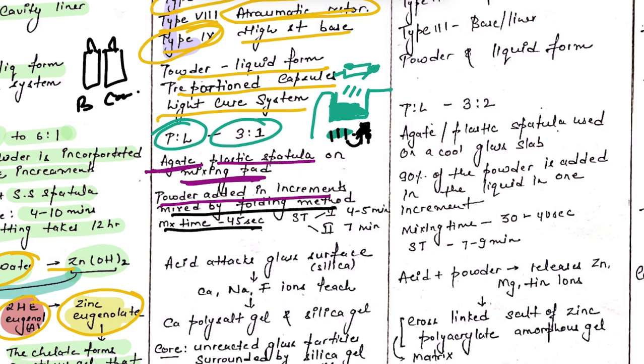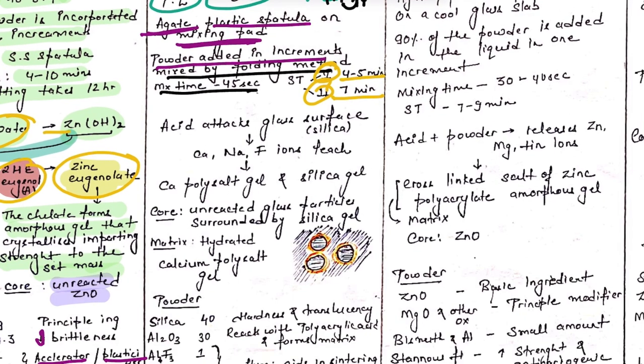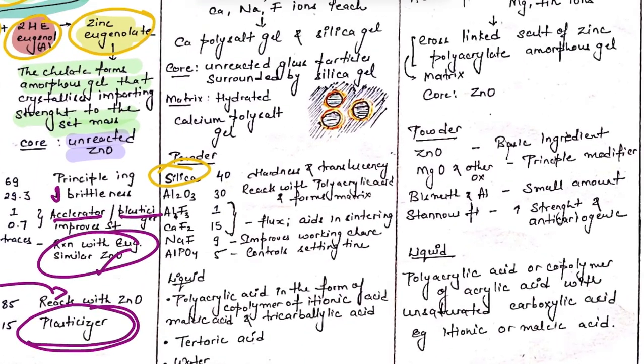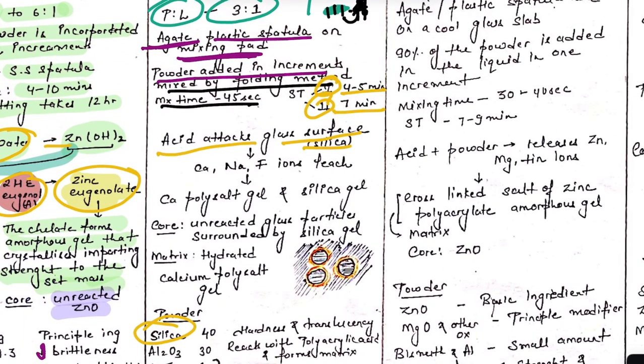Mixing time is about 45 seconds. The setting time for type 1 is 4 to 5 minutes, and for type 2 it is 7 minutes. Then the reaction. The acid attacks the glass surface, the silica. In the composition we have silica and we have various acids, so the acid will attack the silica. That's why we don't use a glass slab, because the glass slab also contains silica, and we don't want the acid attacking the silica on our glass slab.